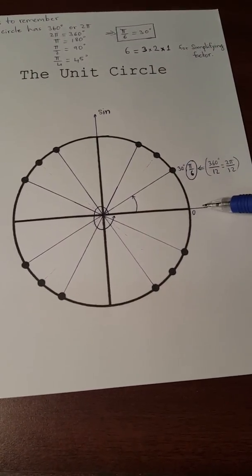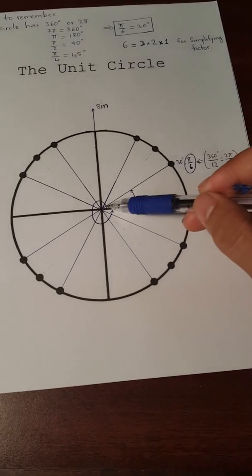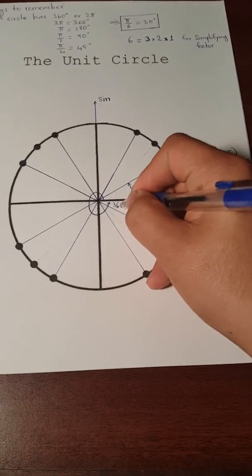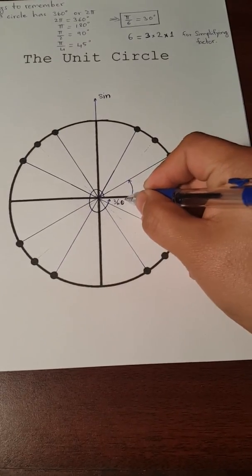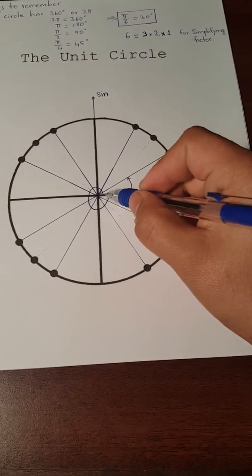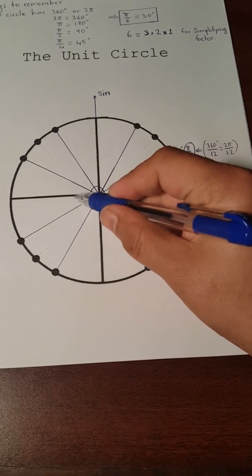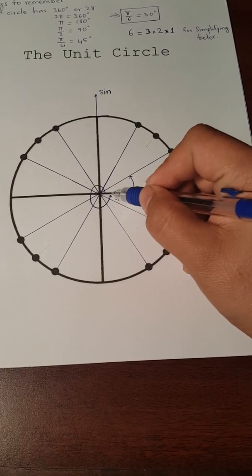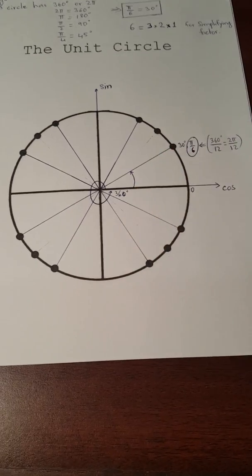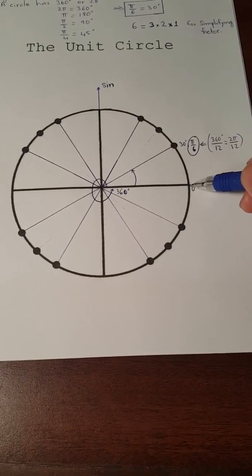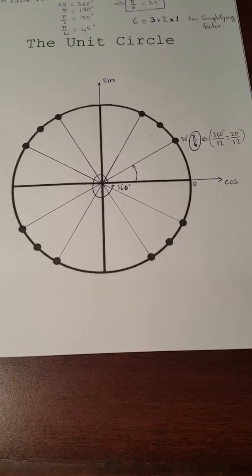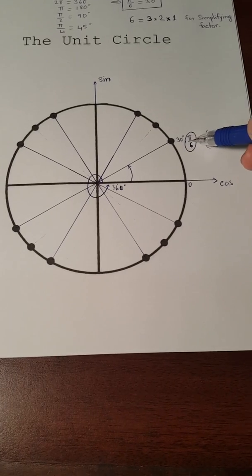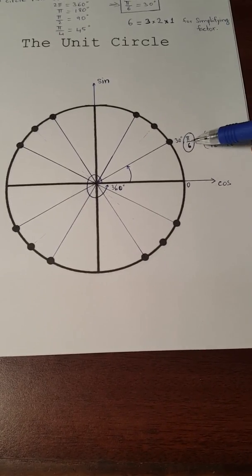Okay, so we're going to start from 0. We know that a circle has 360 degrees. And in the circle we count like this: we go from here all the way around here. That's how we measure the angle. So if we divide the circle by 12, each angle is 30 degrees, or pi over 6. Okay, pi over 6.